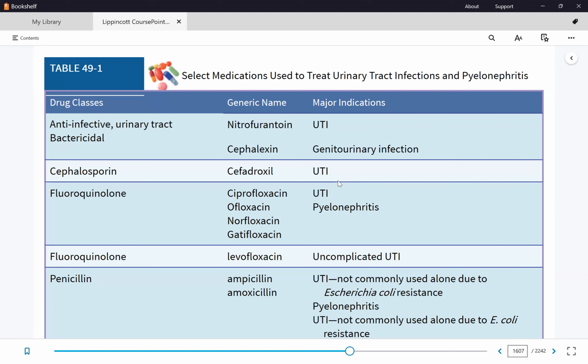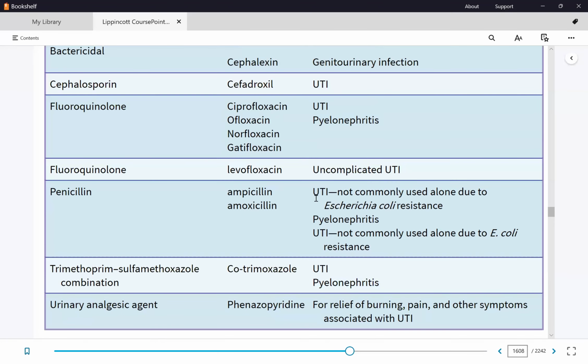Okay, now of all these, let me direct your attention to the last one. Look at phenazopyridine. It is not an antibiotic. All the others are antibiotics, okay, except the last one. What is the last one? The brand name is Pyridium. So phenazopyridine is not an antibiotic. Are we clear? This is only for symptomatic treatment.